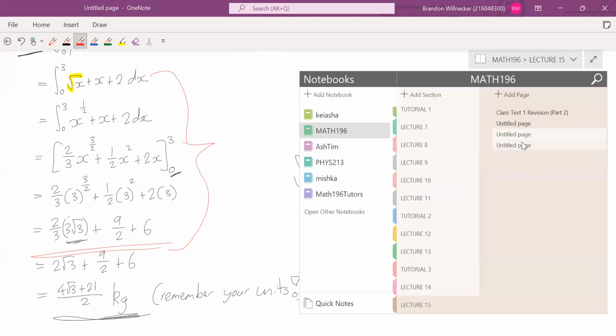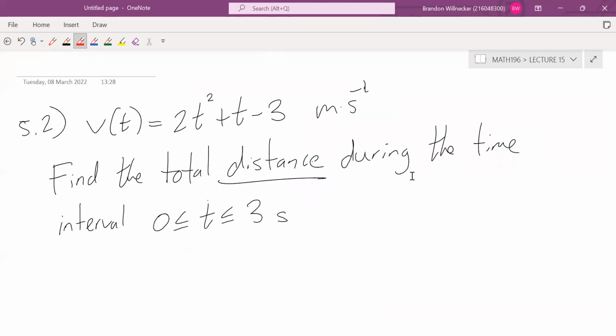Okay, let's carry on here. We want to find the total distance during the time interval from 0 to 3, and we're given the velocity.